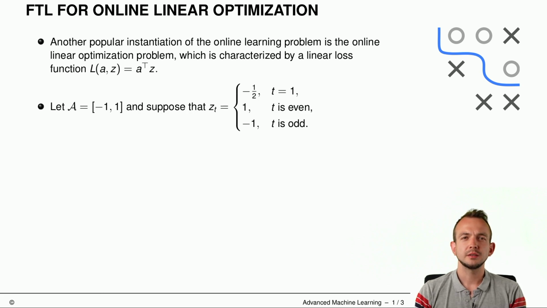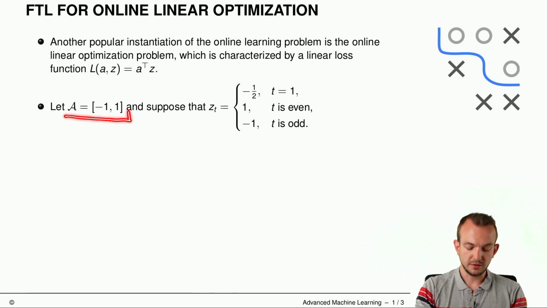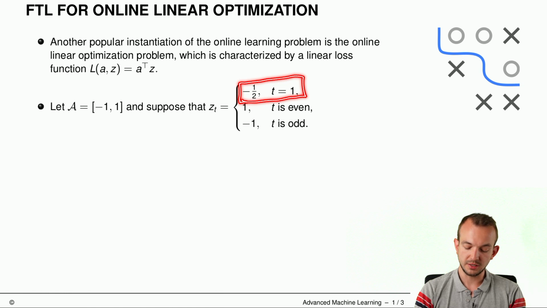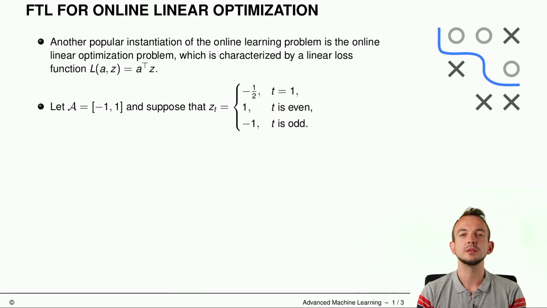All right, let's have a look at a very simple example of an online linear optimization problem, where the action space is one-dimensional. It's simply the interval ranging from -1 to +1. And our environmental data points are given as follows. The very first environmental data point is -1/2. And then it alternates between +1 and -1, depending on whether the time step is even or odd.